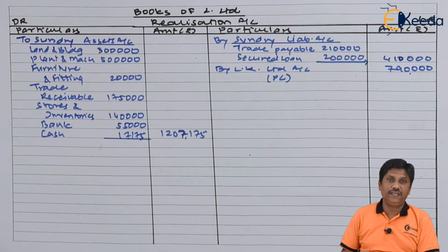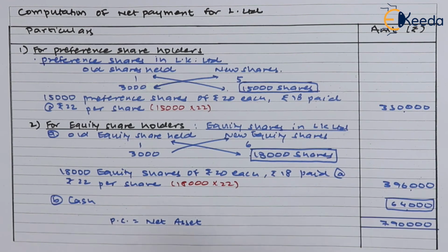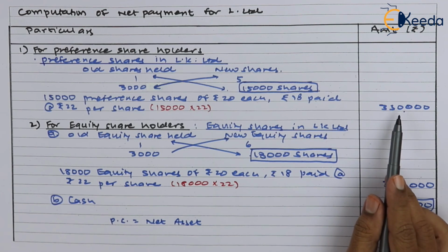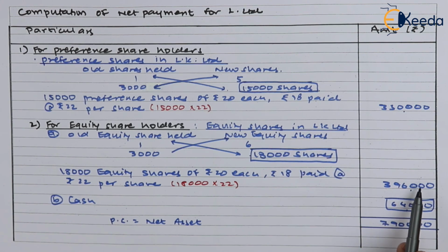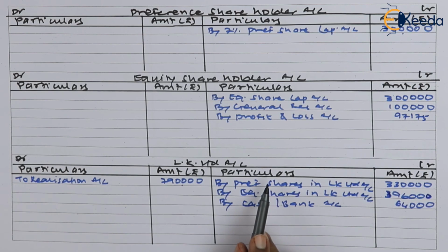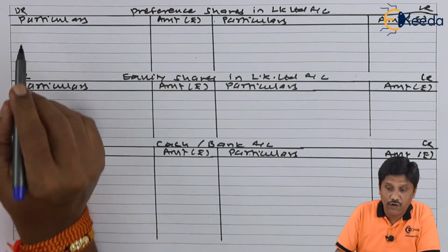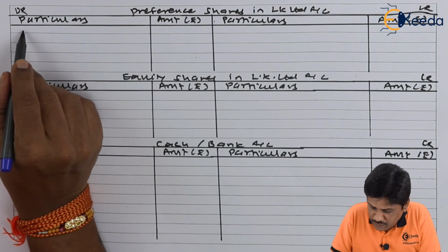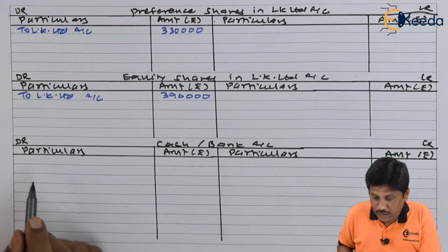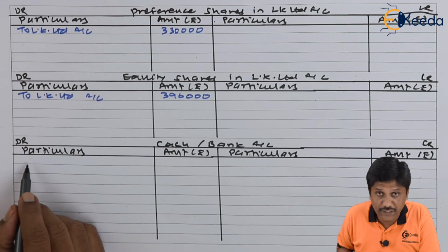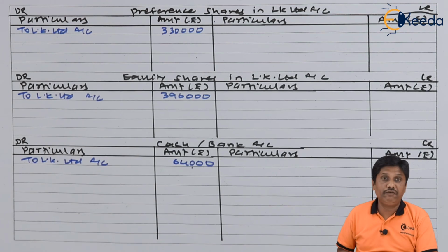After recording the PC, the next stage is to receive the PC. Friends, you can notice we received these three items: preference shares in LK Limited, equity shares in LK Limited, and also cash. All these three will be debited and LK Limited will be credited. Let us give the effect. I credited LK Limited. Now each of these accounts will be debited. Preference shares in LK Limited account, on the debit side I will write to LK Limited account. Equity shares in LK Limited account debit to LK Limited account, and cash or bank account, here also I will write to LK Limited account. In this way we have recorded the PC.